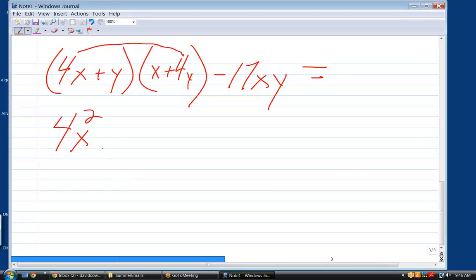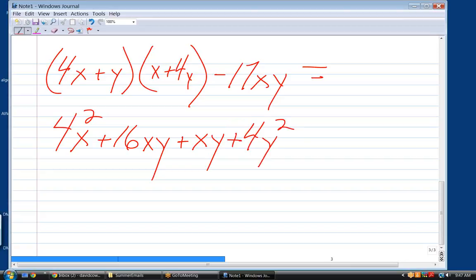Okay. So what is that? What's 4x times? Plus. There you go. Plus 16, and you need this plus, because remember, we're adding everything together once we multiply it. What's the next term? Isn't it y times x? Right, but it's plus. I need that plus sign. Plus x plus. Okay. What's the last term? 4y squared. Good. And we still have this minus 17xy.